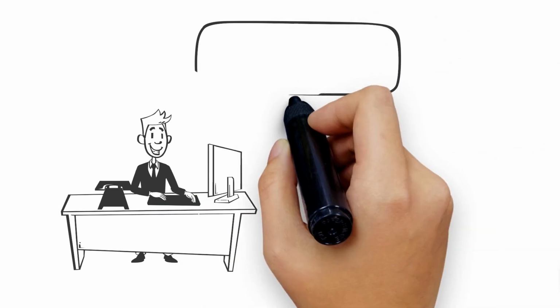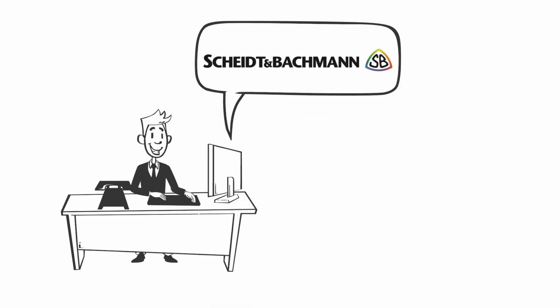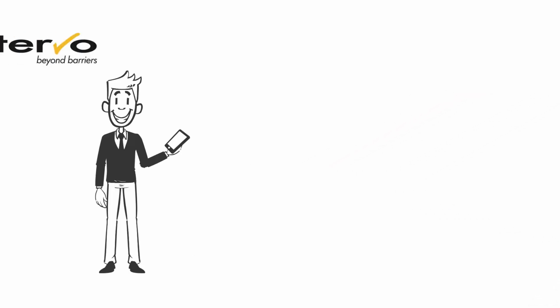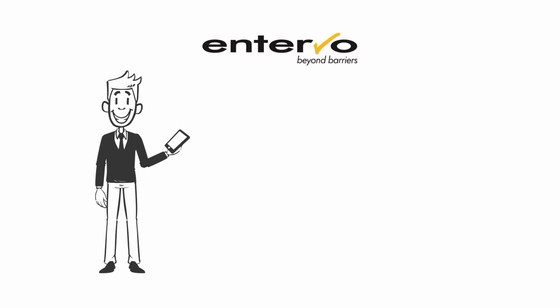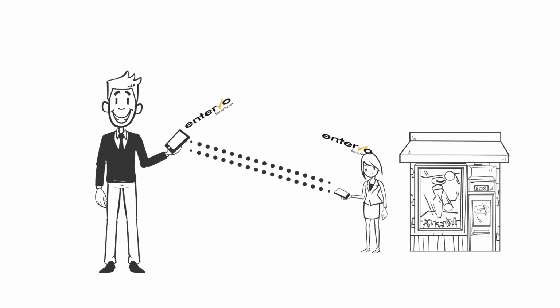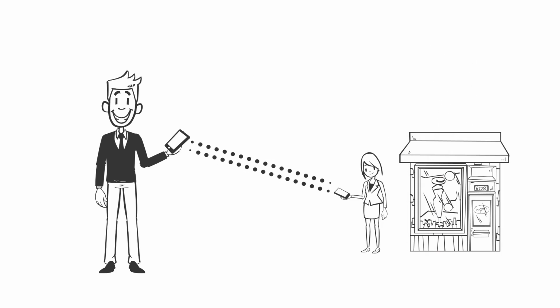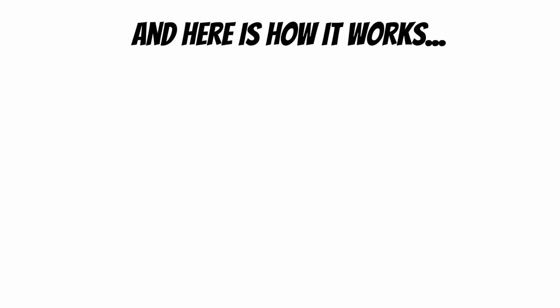Tom went online and found Scheidt Bachmann, a leading creator of smart parking solutions. This is where he was introduced to entervo online validation. Entervo online validation is a smart app that allows him to connect to stores without having to outfit them with expensive hardware. And here's how it works.